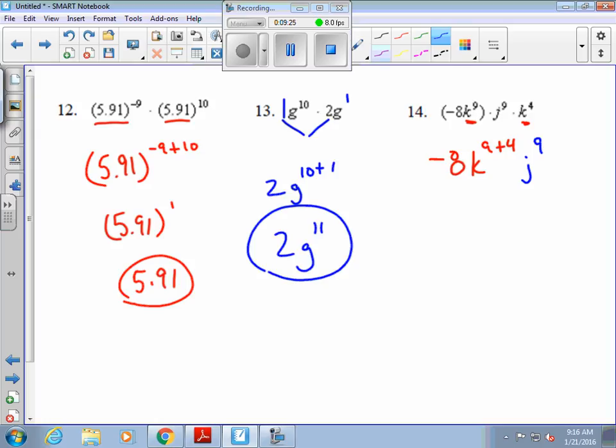So to finish this one up, you're left with negative 8, k to the 9 plus 4, which is k to the 13th, j to the 9th. Notice nothing else changes.